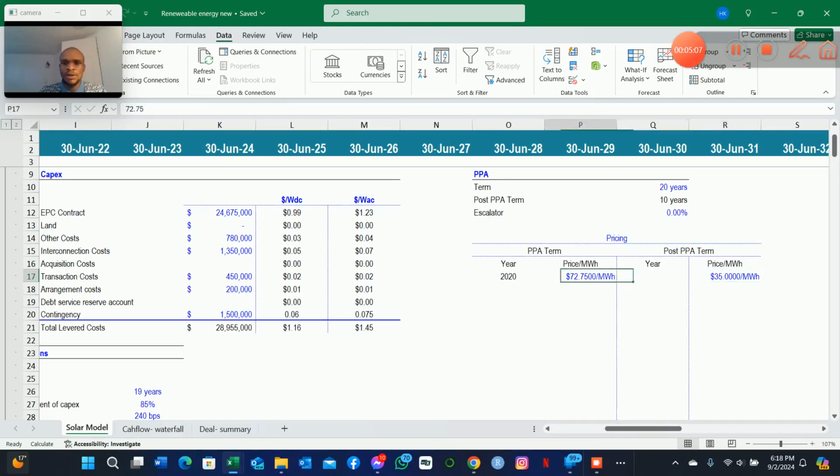So pretty much in the next video we will just be determining the project PPA term, and then we will determine the price per megawatt hour, of course, and then we will determine the post PPA term, of course, 10 years to go, and then we would also determine the price associated with those years.